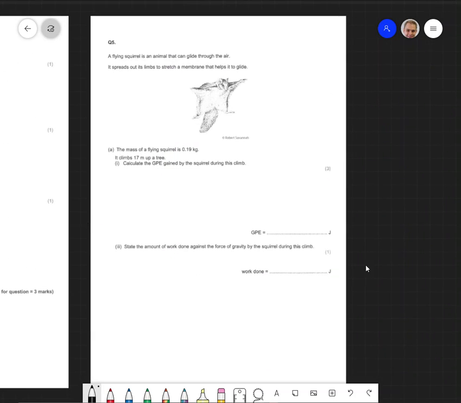Oh, the squirrel question. What a lovely question. A flying squirrel is an animal that can climb through the air. Here's a picture of a flying squirrel. We're calculating the GPE gained by the squirrel during the climb. So GPE equals mass times gravity times height. We substitute our values in: a mass of 0.19 times gravity, which is 10, times height, which is 17, and that gives us 32. So 1 mark for selecting our equation, 1 mark for putting numbers in, 1 mark for 32.